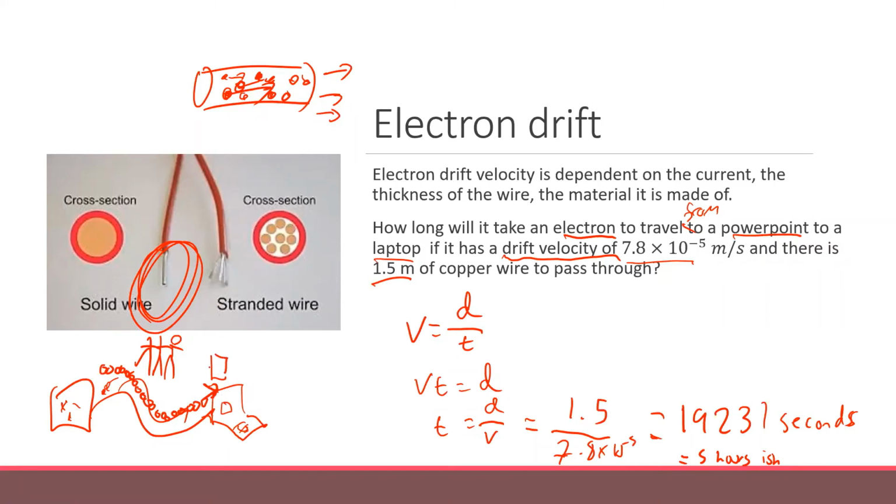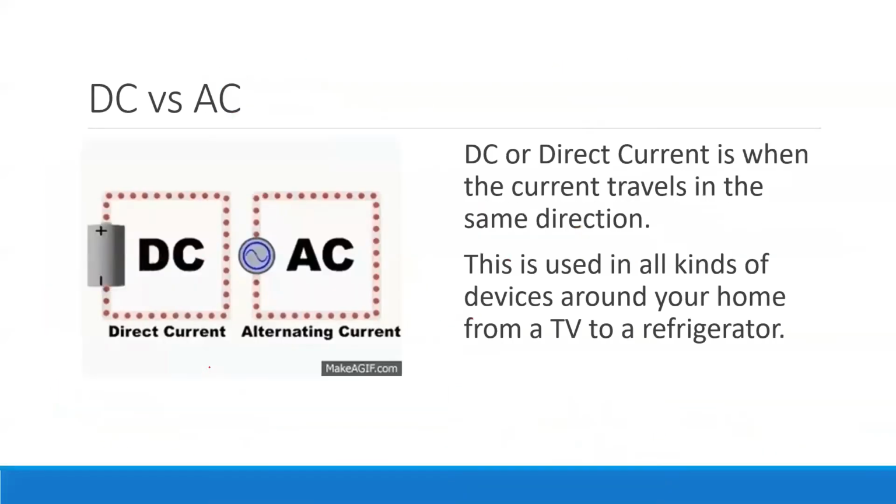So that's electron drift. I briefly want to talk to you guys now about continuing this idea of current. Not only do we have conventional current and non-conventional current, we also have two types of current. We refer to them as DC and AC, or AC/DC. Yeah, that's where the rock band got their name from, pretty much. DC stands for direct current or directional current.